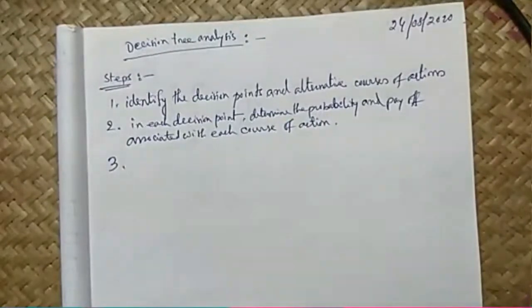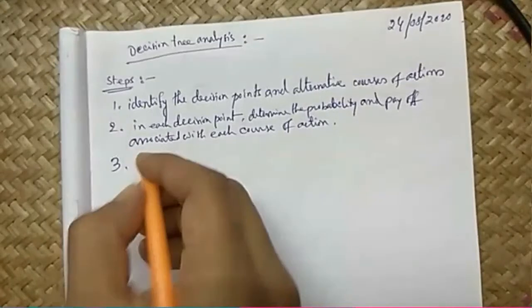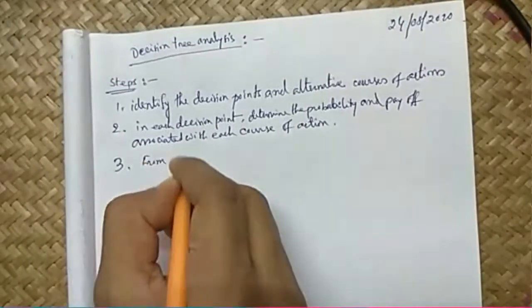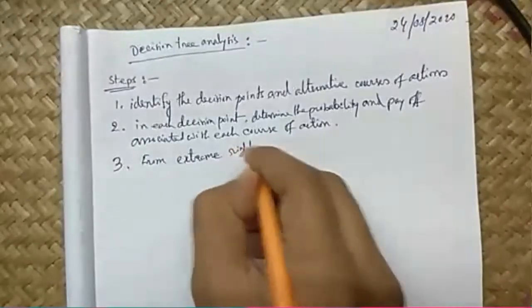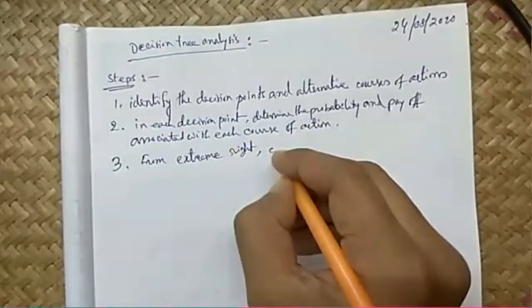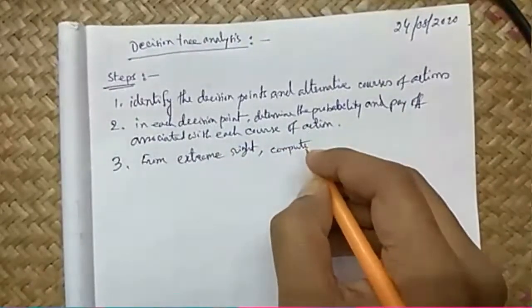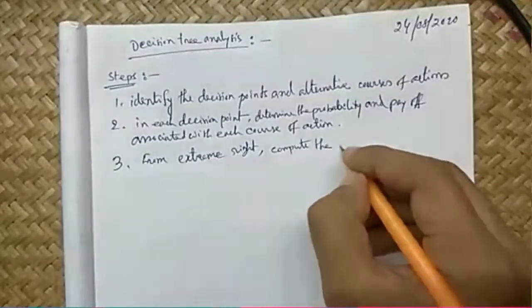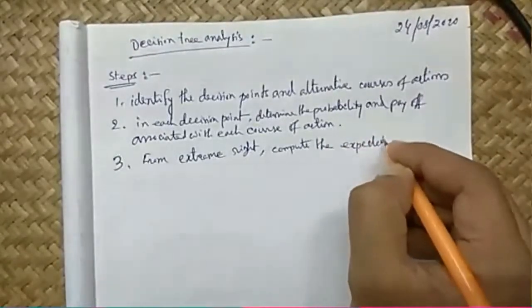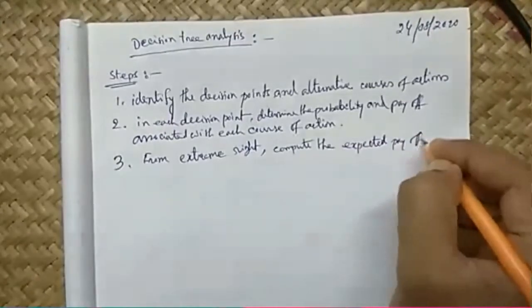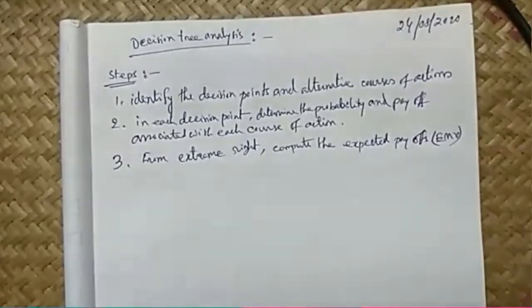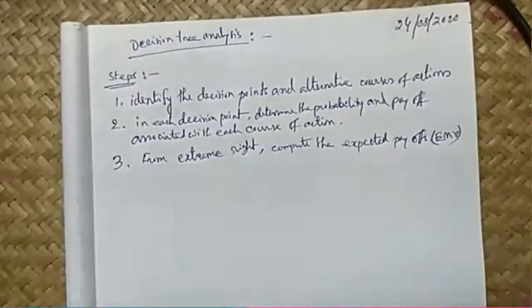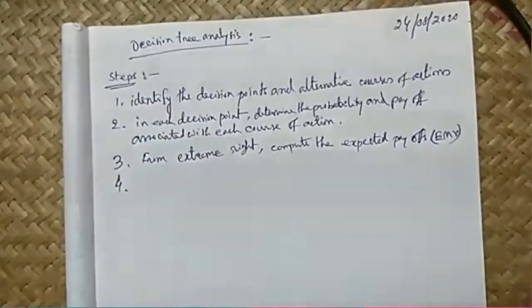Number three, commencing from extreme right, we will start from extreme right. Compute the expected payoffs, which again we call them EMV, for each course of action.